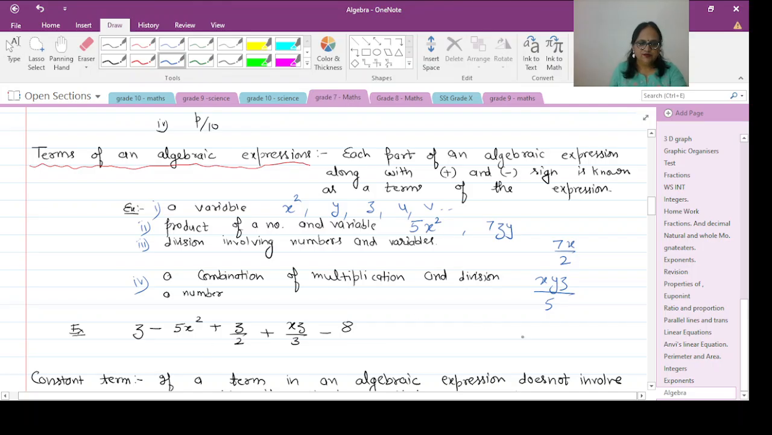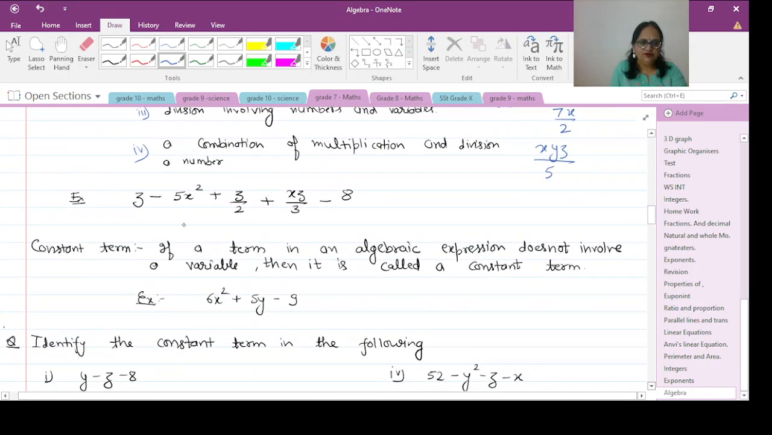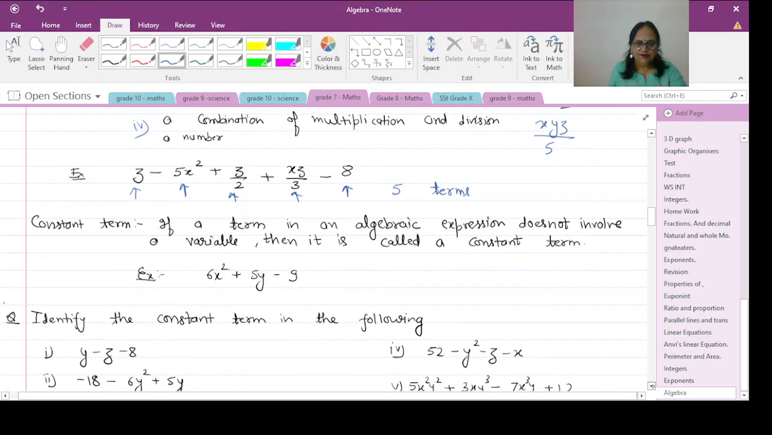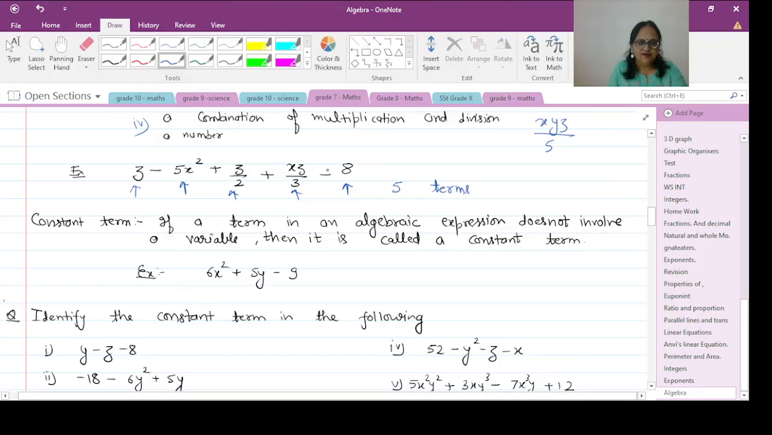Fine. So I have an example over here: z minus 5x square plus z by 2 plus xz upon 3 minus 8. So what is this? It is an algebraic expression. Can you see that here this is a term, this is a term, this is a term, term, term. There are 5 terms. How many terms are there? 5 terms. And all these are connected with plus or minus sign.